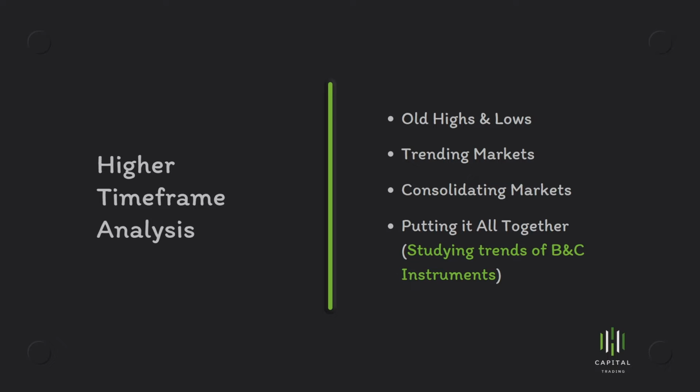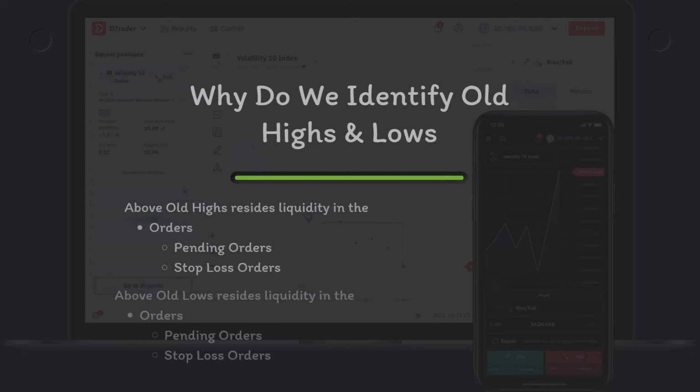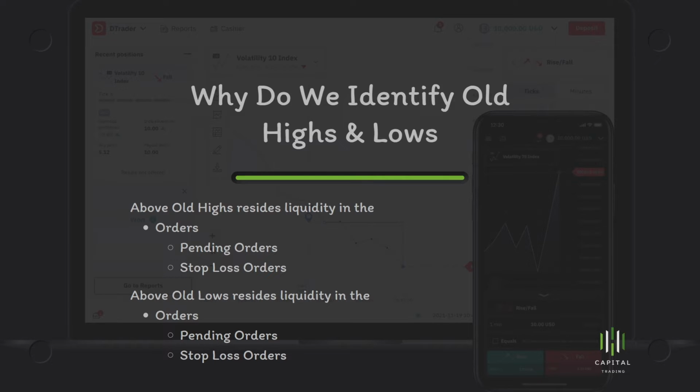consolidating markets. When you talk about consolidating markets, we mean markets that are anti-trending, that are not trending. We'll dive deep into what I mean when I say that, and then finally we'll be putting it all together. That means that we'll be studying trends of all the boom and crash instruments. Now let's tackle the first item on our list, which is the old highs and old lows.